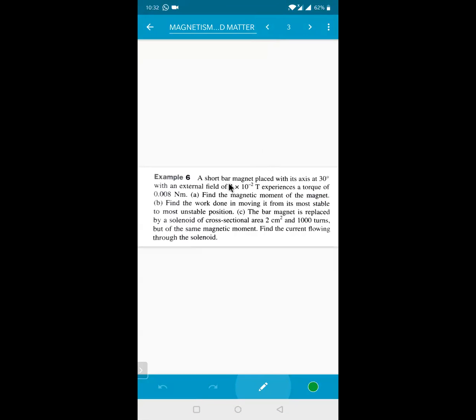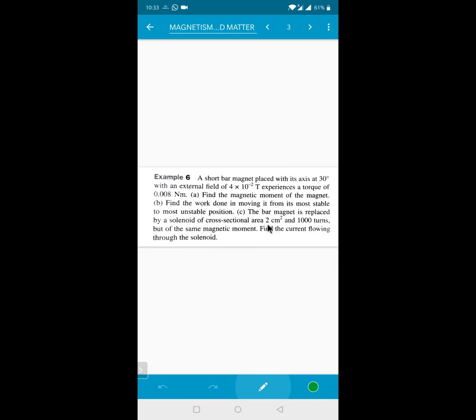A short bar magnet is being placed with its axis at 30 degrees with an external field of 4 into 10 to the power of minus 2 Tesla. It experiences a torque of 0.08 Newton meter. Find the magnetic moment of the magnet. That is the first question. Find the work done in moving it from the most stable to the most unstable position. Second question: the bar magnet is replaced by a solenoid of cross-sectional area 2 centimeter square and 1000 turns, but of the same magnetic moment. Find the current flowing through the solenoid.